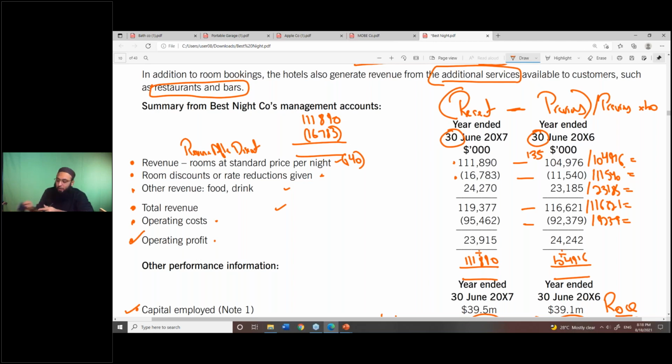Let me use my calculator here. This is the only one time I'm using the calculator. No, not one time. Minus 16,783. So I'm getting a revenue of 95,107. And the same I'll do for the previous year, 104,976. My friends, are you with me? Minus 11,540. So 104,976 minus 11,540 is 93,436.